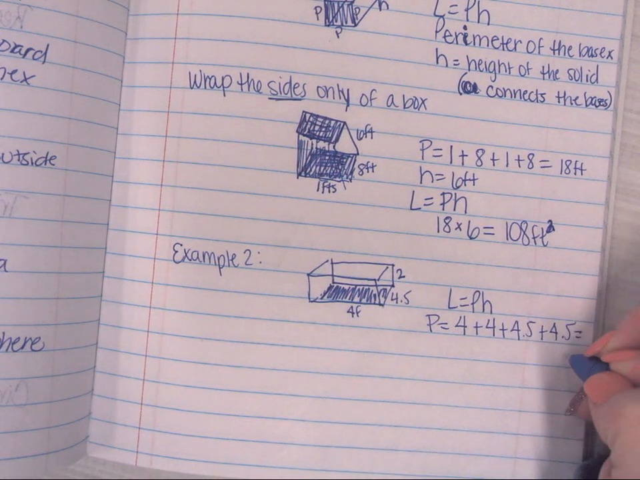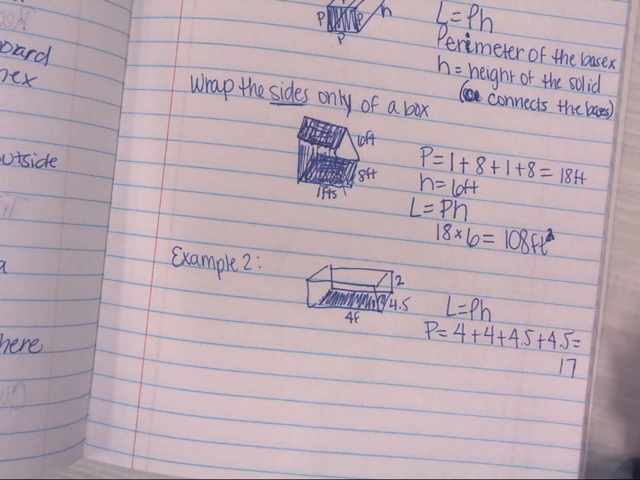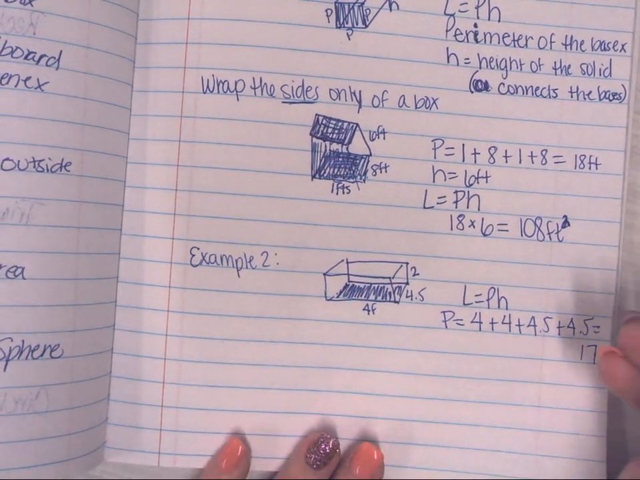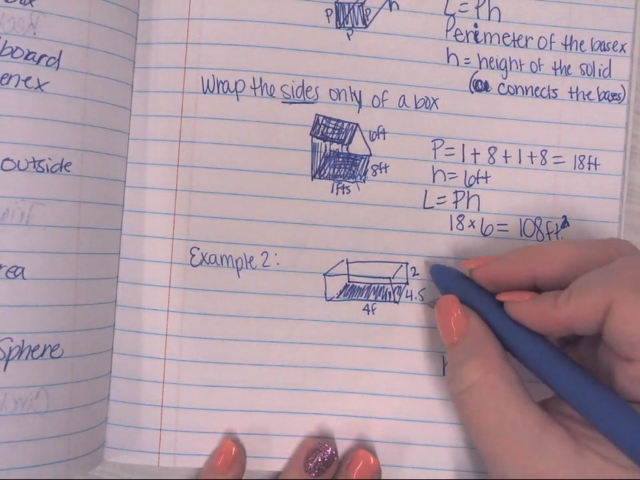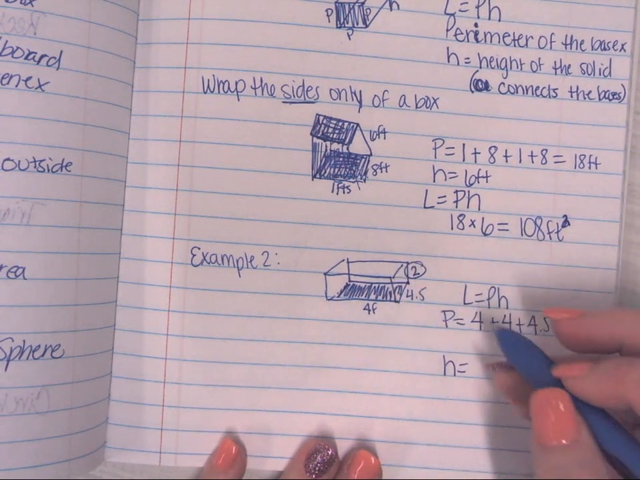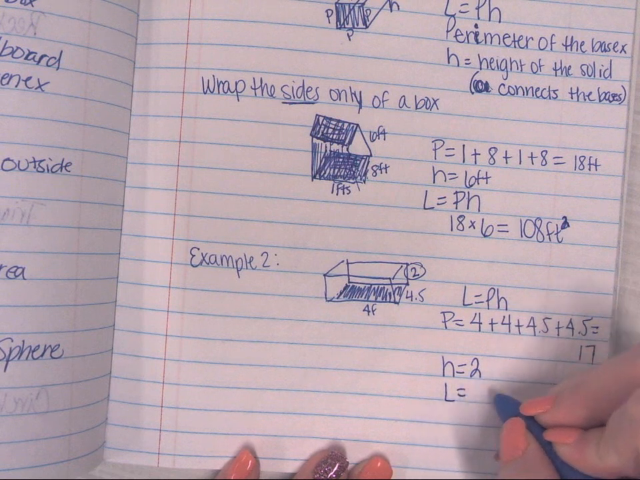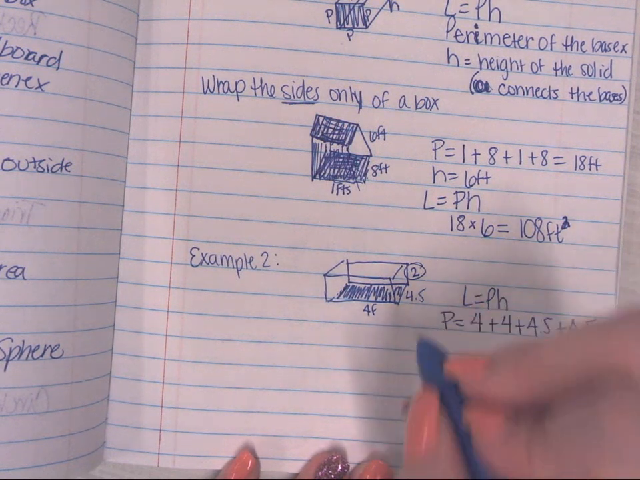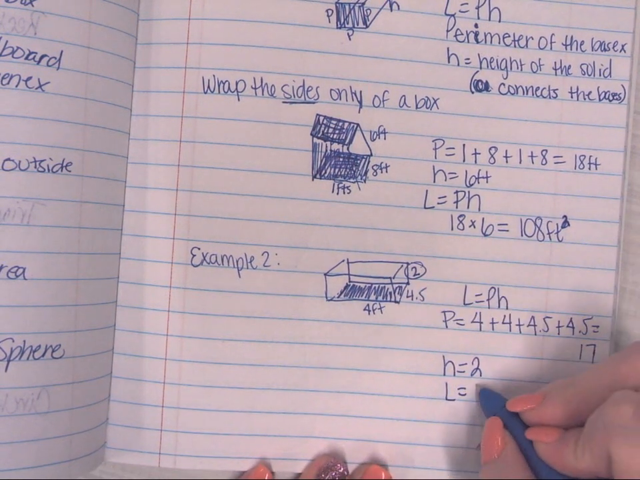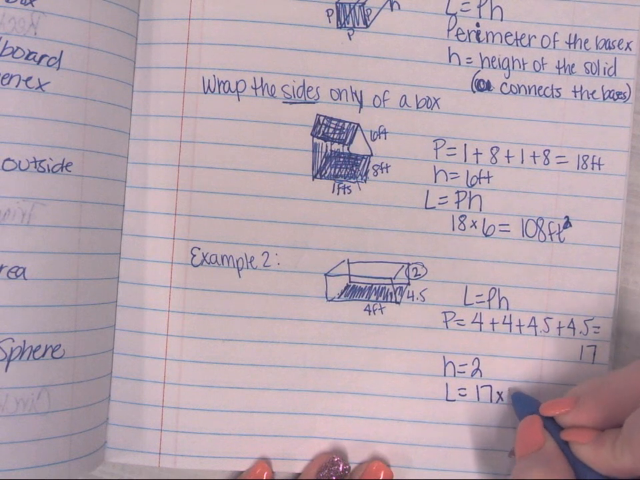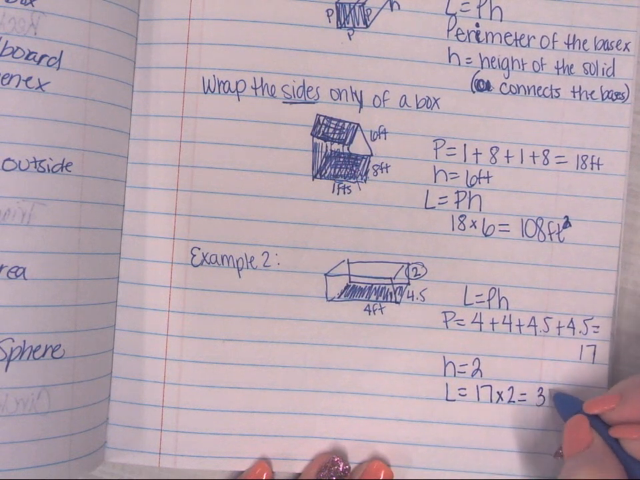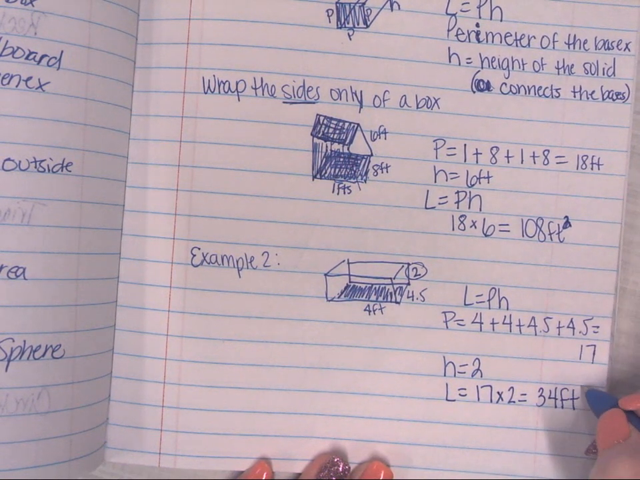So that's equal to 17. And then the height is how tall it is. It connects the two bases. It's 2. So my lateral surface area, 17 times 2 is 34. 34 feet squared.